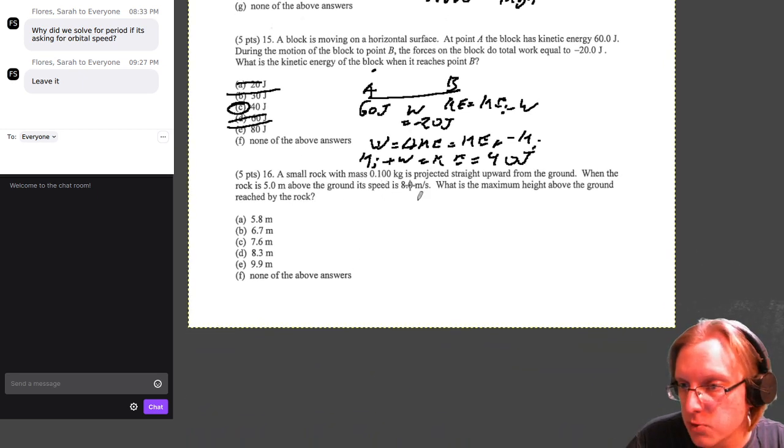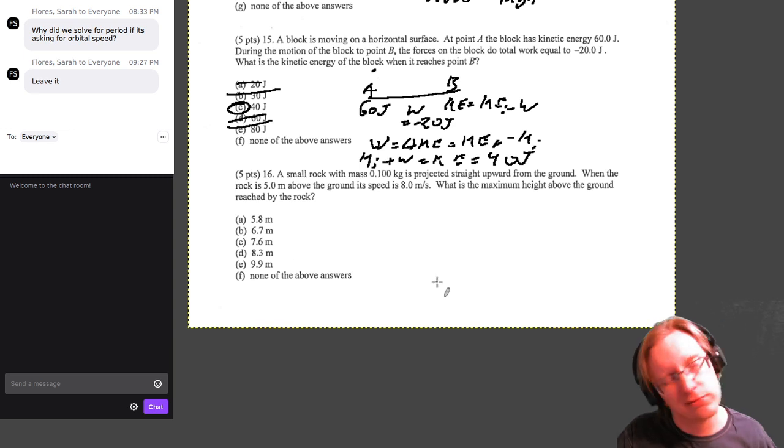A small rock with a mass of 1/10 of a kilo is projected straight upwards from the ground. Check, straight up. Okay. When the rock is 5 meters above the ground, it has a speed of 8 meters per second. What is the maximum height above the ground reached by the rock?